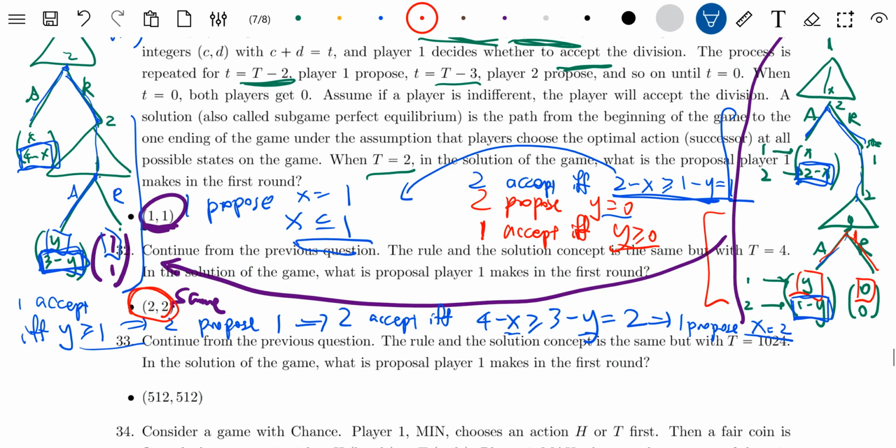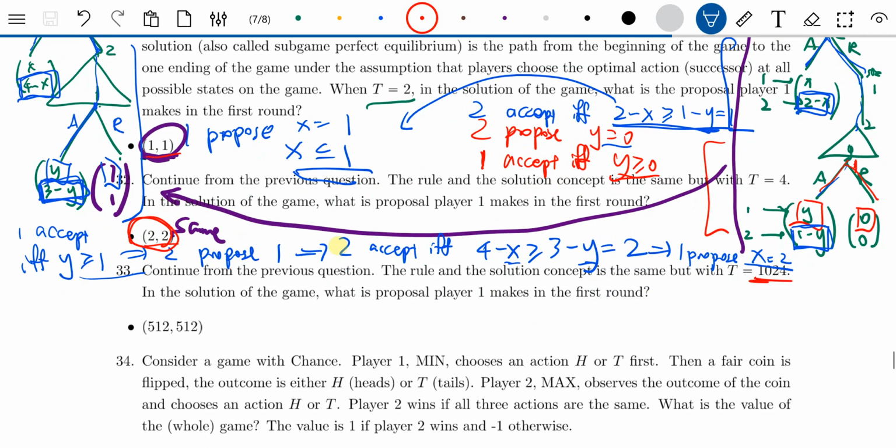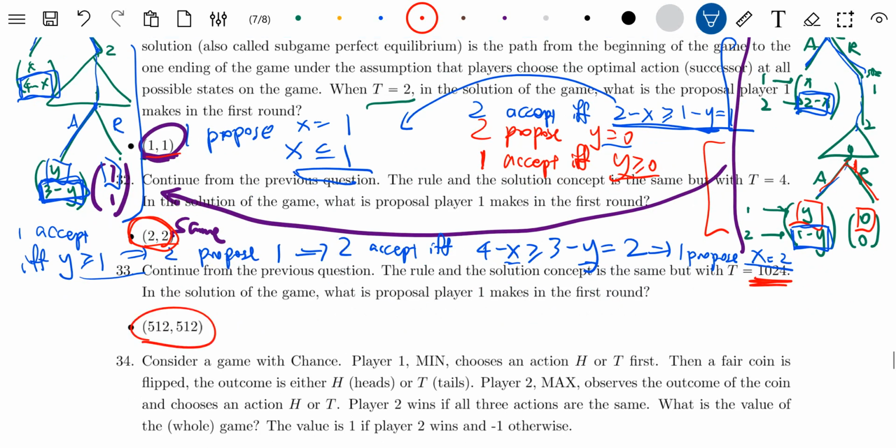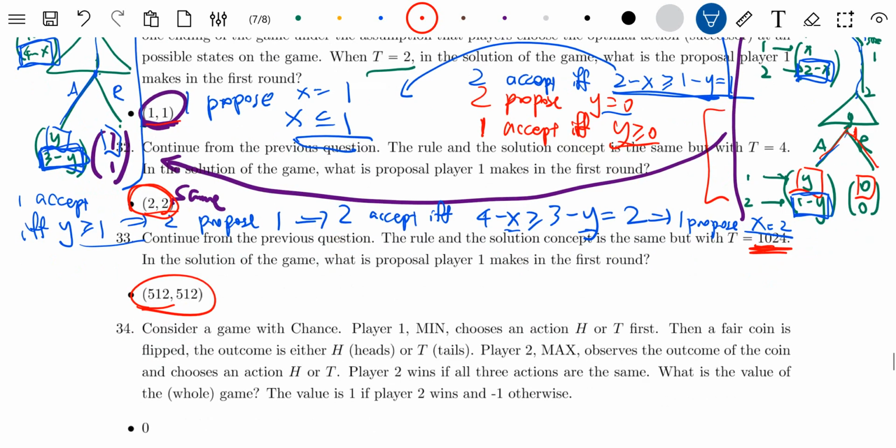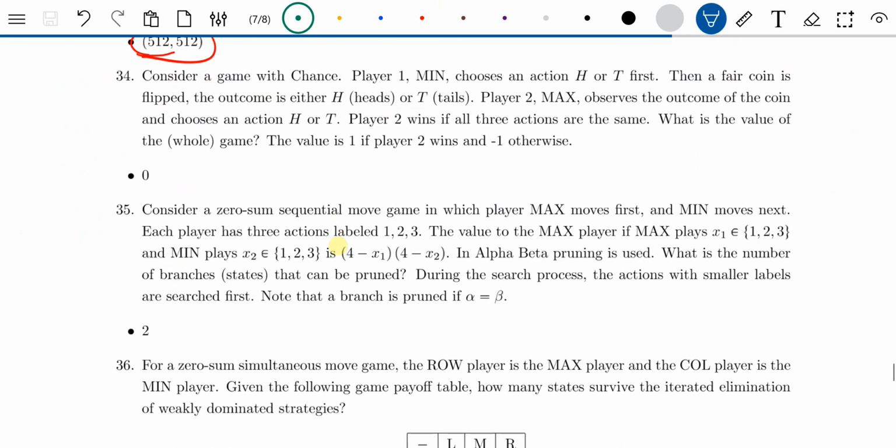So if you cannot convince yourself that that's the pattern 1, 1, 2, 2, 3, 3, then you can solve another round for t equals 6, and then you'll see 3 and 3. So hopefully then you'll be convinced that this number is just half and half. So half of 1024 is 512. Okay, so finally this is done. Let's move on to the next one.